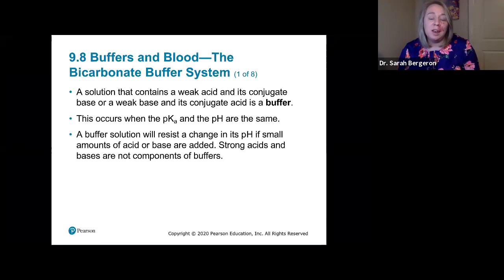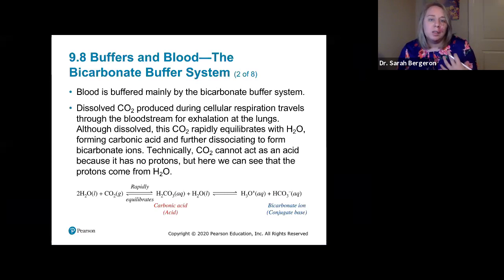And so anything that has a weak acid and its conjugate base is called a buffer. Buffers are there to resist changes in pH. If you add a little bit of acid or a little bit of base, it's okay because they'll basically soak up that extra acid or base and keep the pH the same. It's important that your buffer system is at a place where its pKa is equal to the pH. That means you have equal amounts of weak base to its conjugate acid, or weak acid to its conjugate base, right? So the bicarbonate system is basically what buffers our blood.